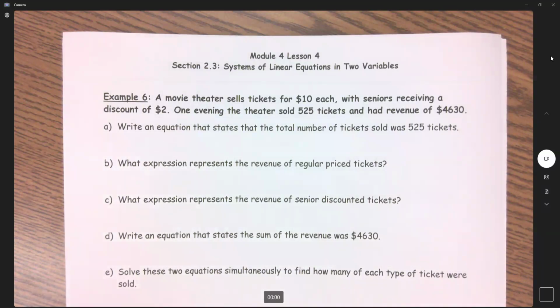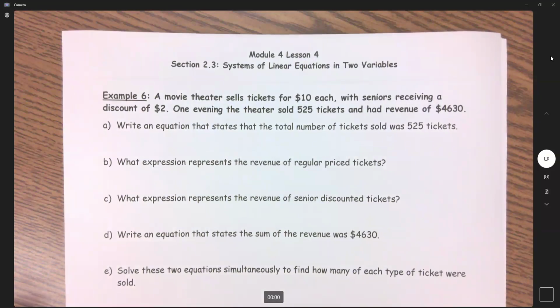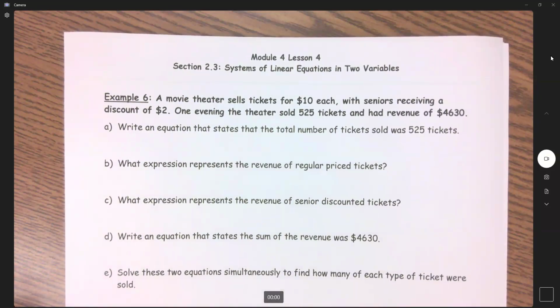It says a movie theater sells tickets for $10 each, with seniors receiving a discount of $2. One evening, the theater sold 525 tickets and had revenue of $4,630. So write an equation that states the total number of tickets sold was 525 tickets.